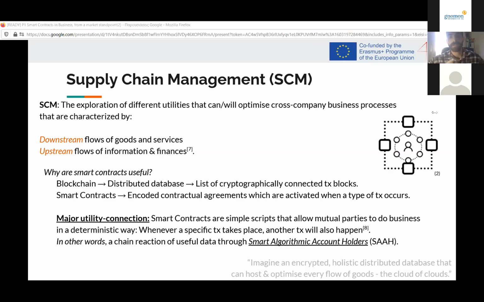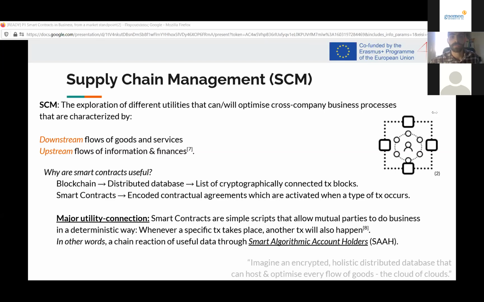We realize that supply chain hides the word chain, and we do have a similar form in the structure of blockchains, so the connection may be apparent. But why can smart contracts be useful in this field? Blockchain, as a distributed database, can be described as a list of cryptographically connected transaction blocks.